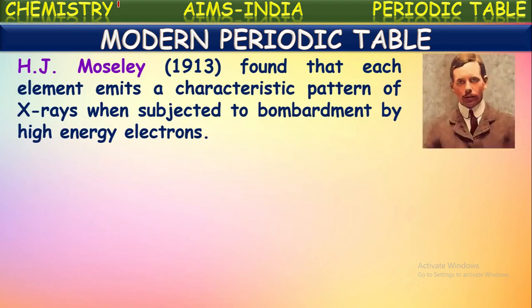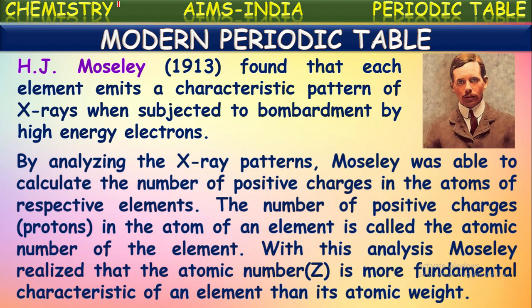Moseley found that each element emits a characteristic pattern of X-rays when subjected to bombardment by high-energy electrons. So by analyzing the X-ray patterns, Moseley was able to calculate the number of positive charges in the atoms of respective elements. The number of positive charges or protons in the atom of an element is called the atomic number of that element. With this analysis, Moseley realized that the atomic number is a more fundamental characteristic of an element than its atomic weight.